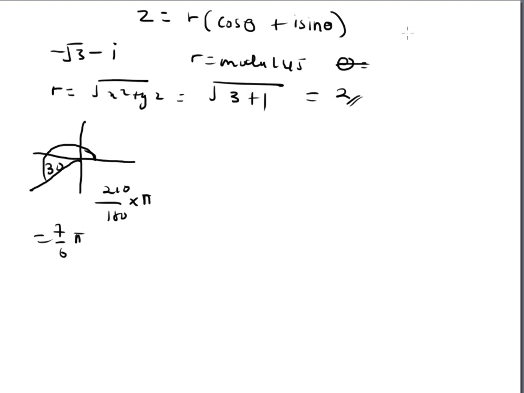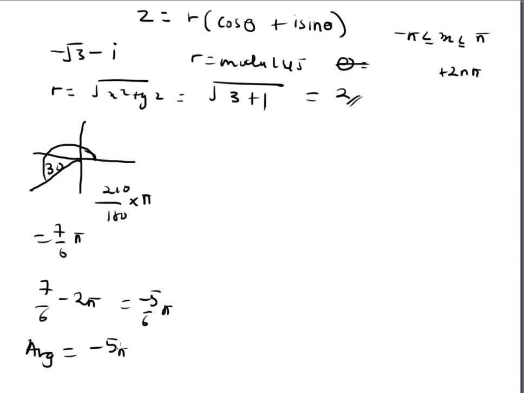It doesn't fall in the range negative pi less than x less than or equal to pi. So we have to subtract multiples of 2 pi from it until the angle falls in the interval negative pi less than x less than or equal to pi. Subtracting 2 pi from this, we obtain negative 5 on 6 pi, which is of course in the interval. Hence, our principal argument, capital Arg, is equal to negative 5 pi on 6.